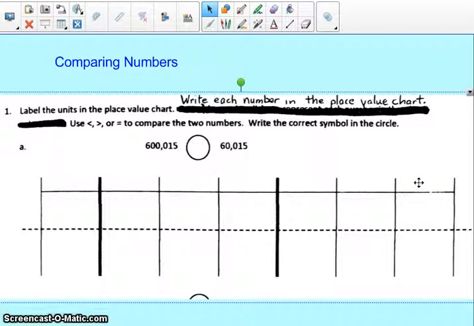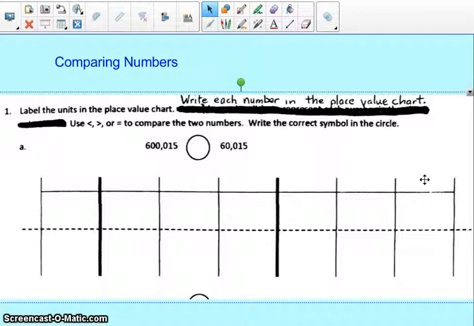This is homework help for October 13th and 14th, comparing numbers, worksheet on lesson 5. So on your homework, if we take a look at problem number 1, we know that we can compare two numbers based on their place values. So first of all, we have to know and label our place value chart so that we know where each number belongs.